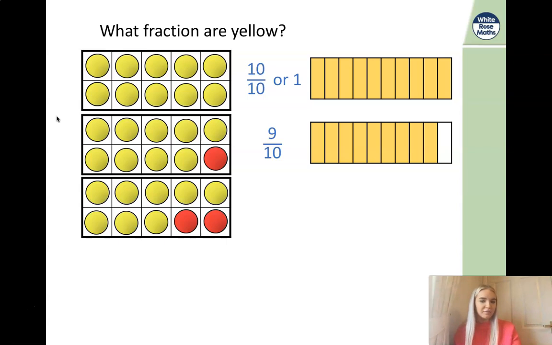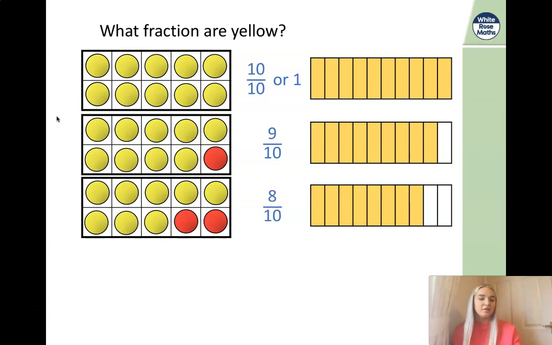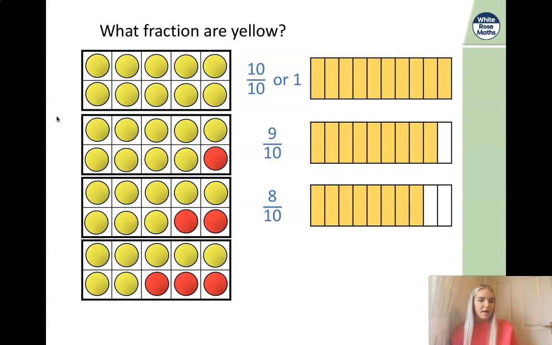How about this one? That's right, I can see that I've got 8 yellow counters shaded in and 2 remaining. So I have 8 out of 10, so 8 counters, and show that on my bar model here by shading in 8 of them. This time, how many do I have? What is my fraction which are showing how many yellow counters I have?